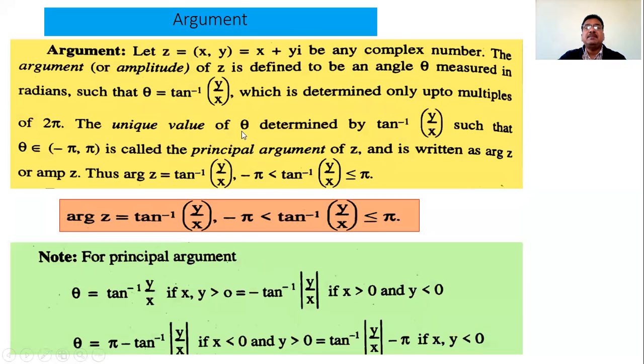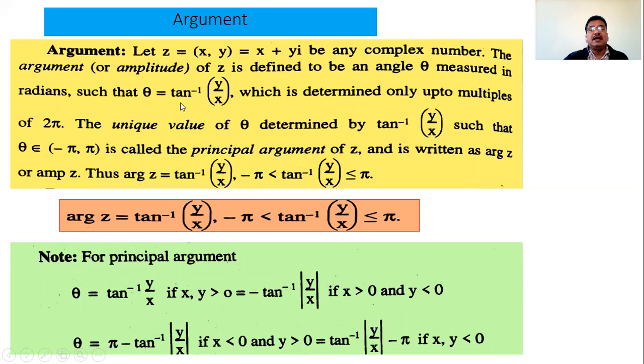Next definition is the definition of the argument of a complex number. Let z = (x, y) in ordered pair format, or x + yi, be a complex number. Then the argument, also called the amplitude of z, is defined to be an angle theta measured in radian. That is, the argument is the angle measured in radian, such that theta is tan inverse y by x. So this is the definition of argument. What is the argument of the complex number x plus yi?